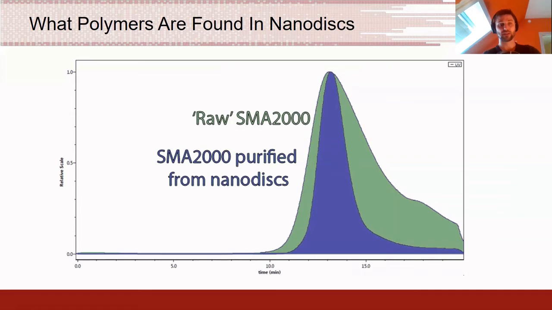So this is a size exclusion chromatogram, and the green area shows the raw SMA 2000 that has not been making discs. And the blue area is the elution diagram of the polymers that are purified from the nanodiscs. So this really showed me that, wow, the size of the polymers definitely has an influence, as you would expect.